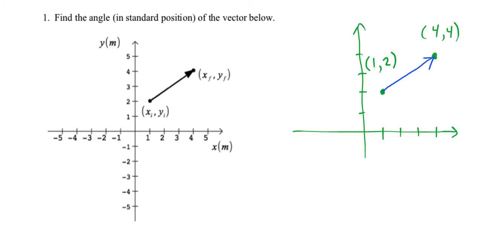Now, when we're talking about getting the angle in standard position, we want the angle relative to the positive x direction. So sometimes what I'll do is I'll create almost a secondary coordinate system here, where the tail of the vector is at the origin. And that just shows me what the positive x direction is.